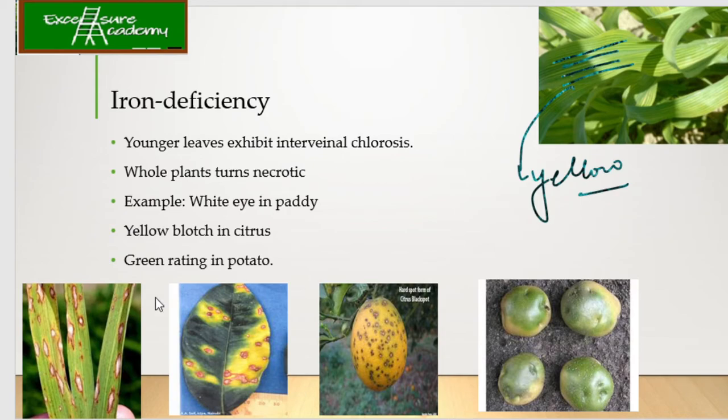You can see that the whole plant is actually becoming necrotic over here. Within the chlorosis, you can see the white eye patches. So this is the example of white eye patch over here, yellow blotch in the citrus, and then the green vein in the potato. I'm sure you must know that wherever the green part of the potato is present, whenever you're cooking or your mom is cooking, you can always tell her never ever to eat the green part because it is not good for human consumption. Okay, and that is also happening because of the absence or the deficiency of the iron.